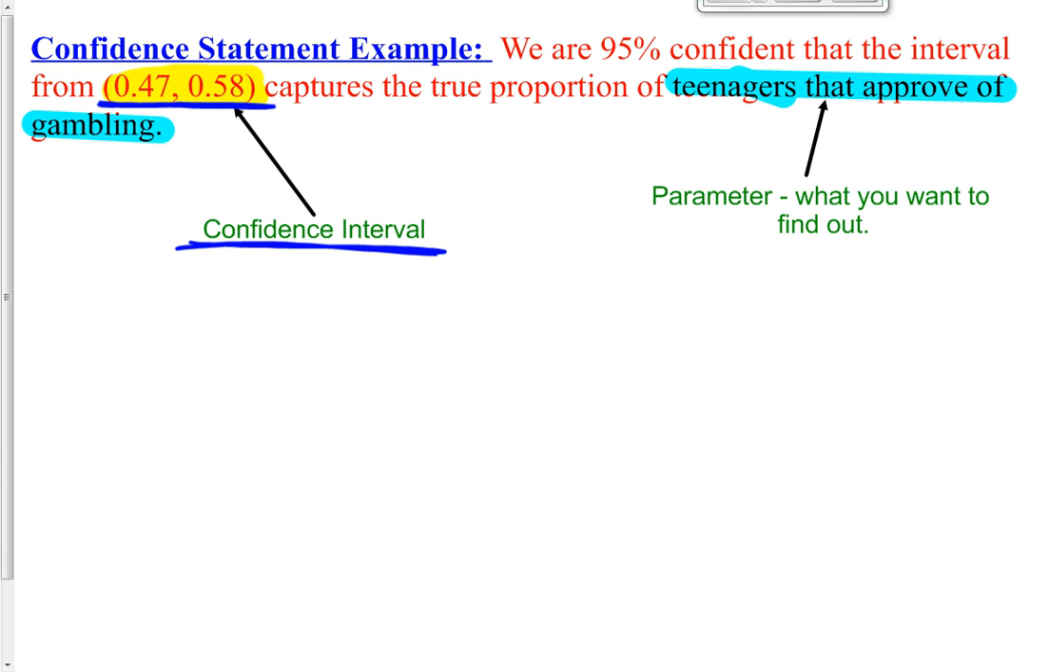And this is the parameter, this is what we want to find out about a population. So we're thinking it's somewhere more in the middle, more around 52 or 53%. We think that number of teenagers approve of gambling, but our margin of error is such where we're going to say from 0.47 to 0.58. We're 95% confident of that. If we did 100 samples, 95 of them would fall between this range. The other 5% would be outside that range.